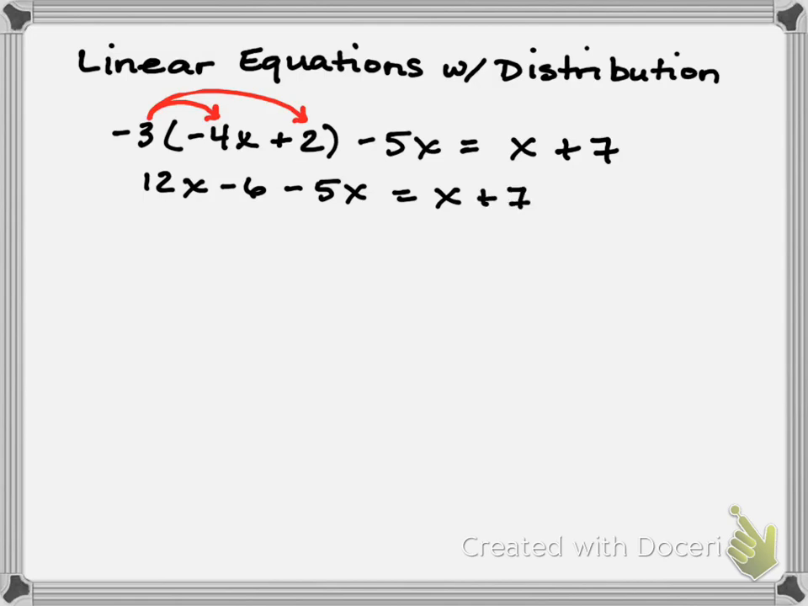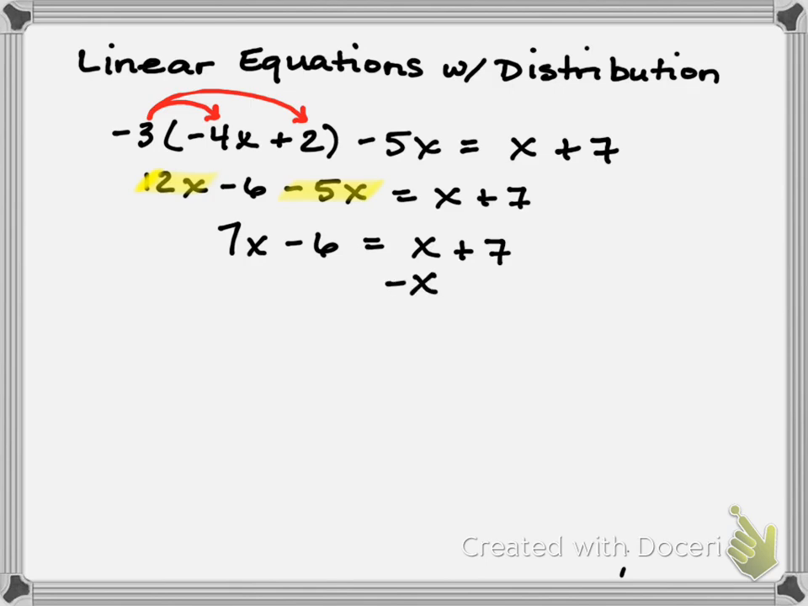And then we look to see if we have any like terms that we can combine on either side of the equation. Well, I noticed that I have this and this that are like terms on this side, and on the right-hand side of the equation, I don't have any like terms. So 12x minus 5x will be a 7x. I'll bring down the minus 6 equals x plus 7. Now I want to bring all the x's to one side and all the constants on the right-hand side of the equation.